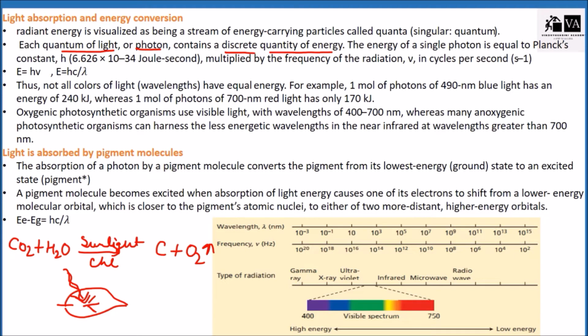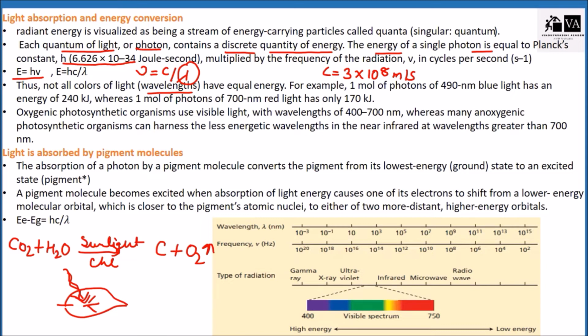So if we calculate the energy of a single photon, it is equal to E = hν, where h is Planck's constant, equal to 6.626 × 10^-34, and ν is frequency. We can also write ν as c upon λ, where c is the speed of light in vacuum, equal to 3 × 10^8 meters per second, and λ is wavelength.